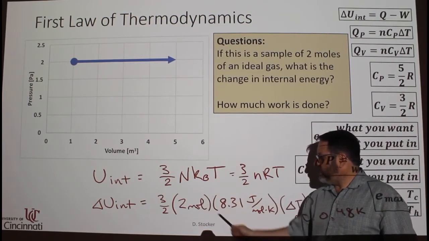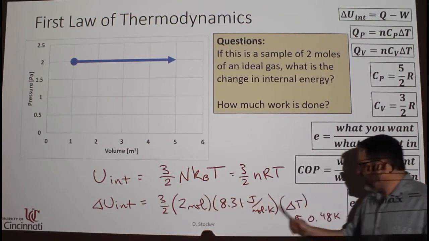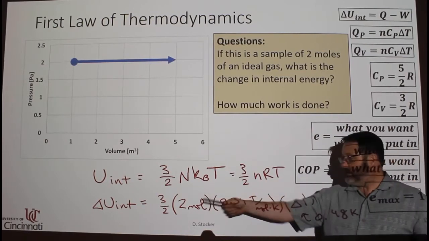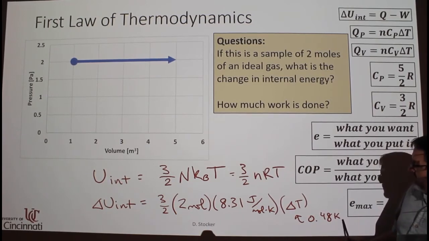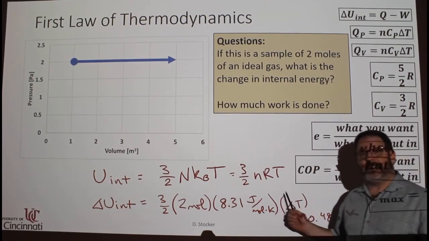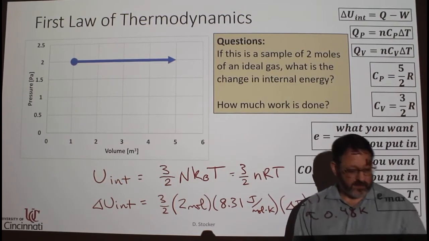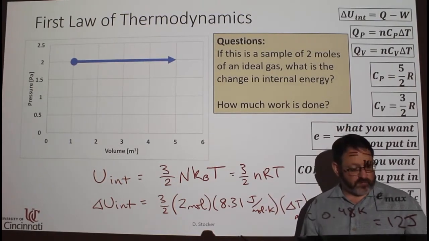So substituting all of these values in and using delta T to get change in internal energy, 0.48 Kelvin goes in here for delta T. That's what we found on the previous slide. So this comes out to 12 joules.